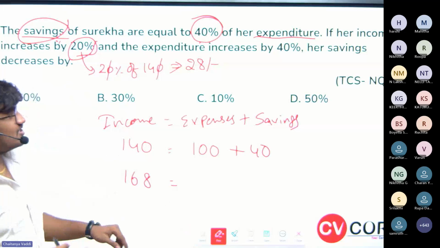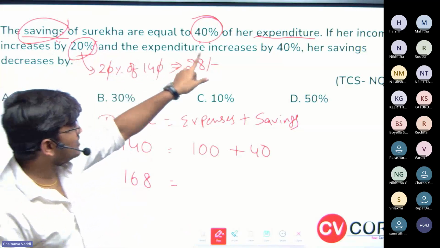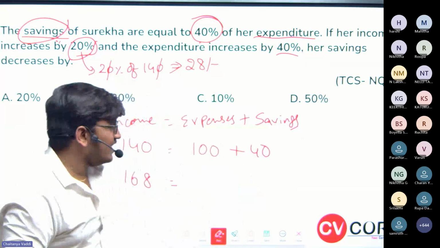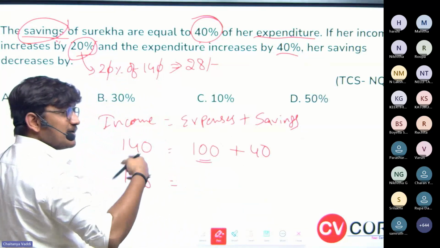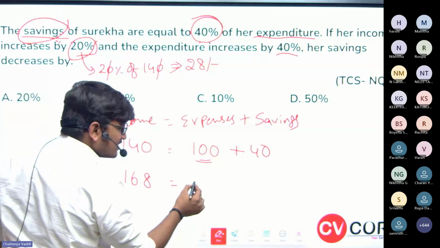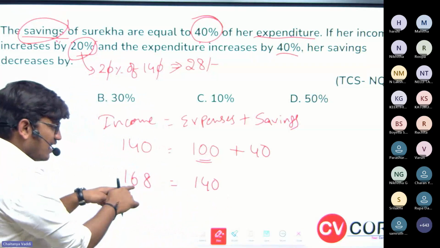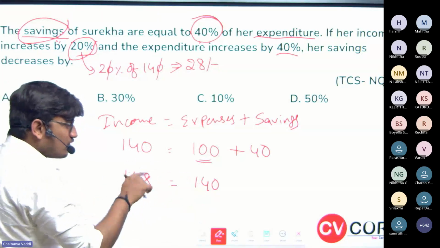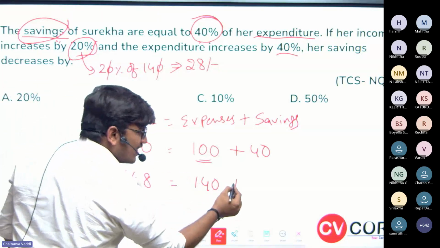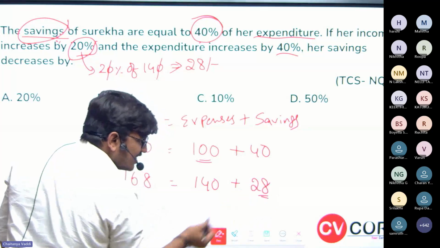Now the next condition: her income is increased by 20% and expenses are increased by 40%. Initially, what are her expenses? 100 rupees. Now expenses increased by 40%, which means it is 140 now. Can you guess, income is 168, expenses are 140, then what about the remaining 28 rupees? The remaining 28 rupees are obviously savings.